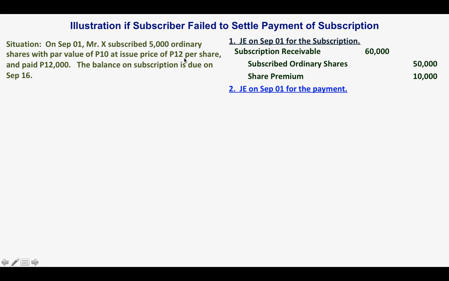And we also have to record the payment made on September 1st. Here it indicated that on September 1st, there was a payment of 12,000. So the corporation will debit cash of 12,000 and credit subscription receivable of 12,000. Okay? So take note, class, we have to record first the subscription and then record the payment. And take note, class, for the subscription, we will credit subscribe ordinary shares. Okay? It still has to be subscribed.